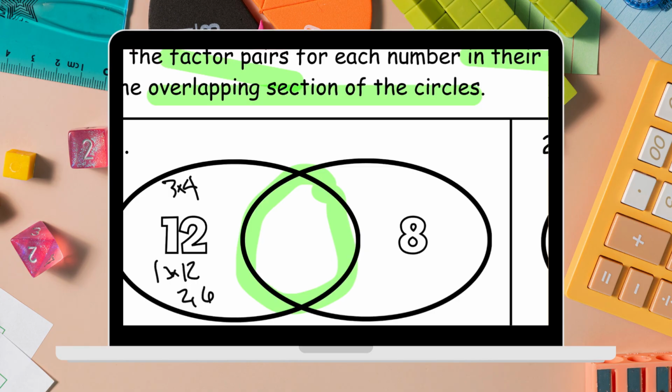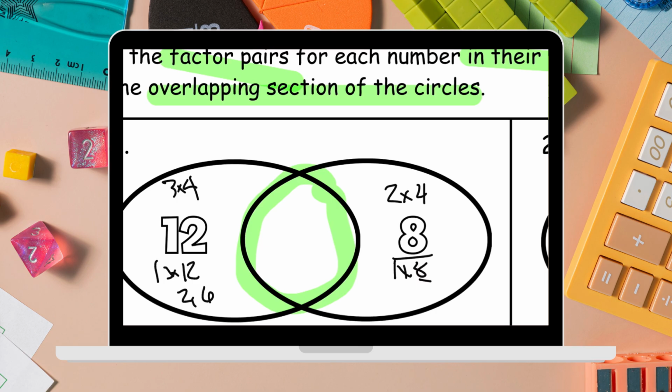6 we already have, 7 doesn't work, 8, 9, 10, so my factor pairs are 1 and 12, 2 and 6, and 3 and 4. Now for 8, we have 1 times 8, 2 times 4, and then nothing else works, right? 3, 4, 5, 6, 7, 8, we already have listed.